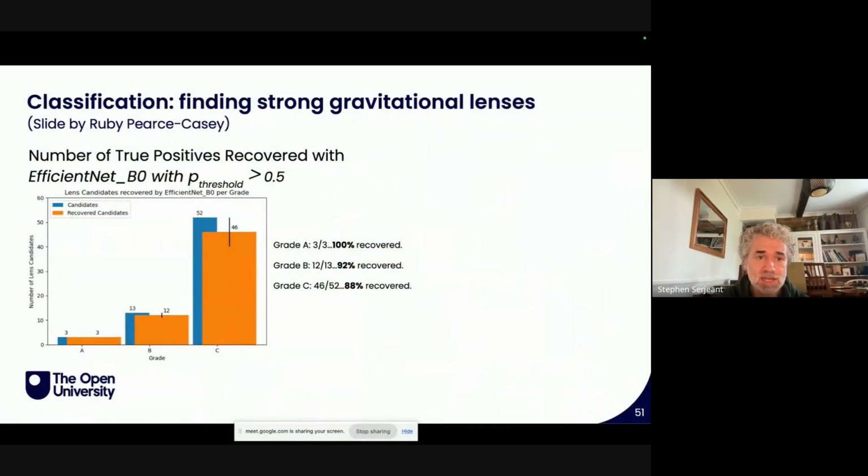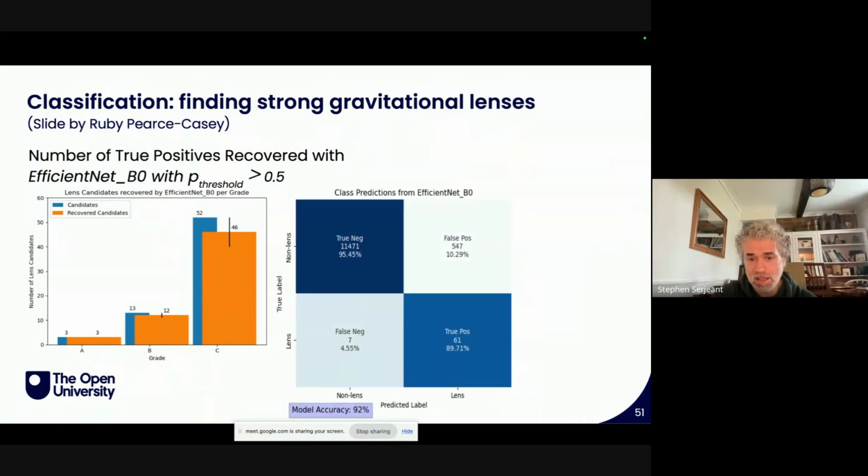So I've got a slide here that was created by Ruby. So these are the Class A, Class B, Class C gravitational lenses that I showed you earlier, from the human eyeballing effort. And you can see if you pick a threshold of probably a lens probability greater than a half, you get pretty much all of them. And this table here, or this plot here, is the crucial one for finding gravitational lenses.